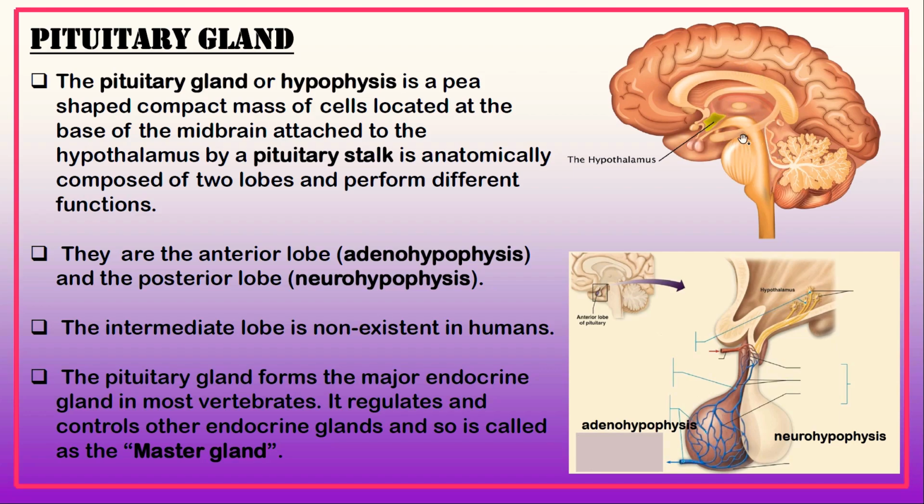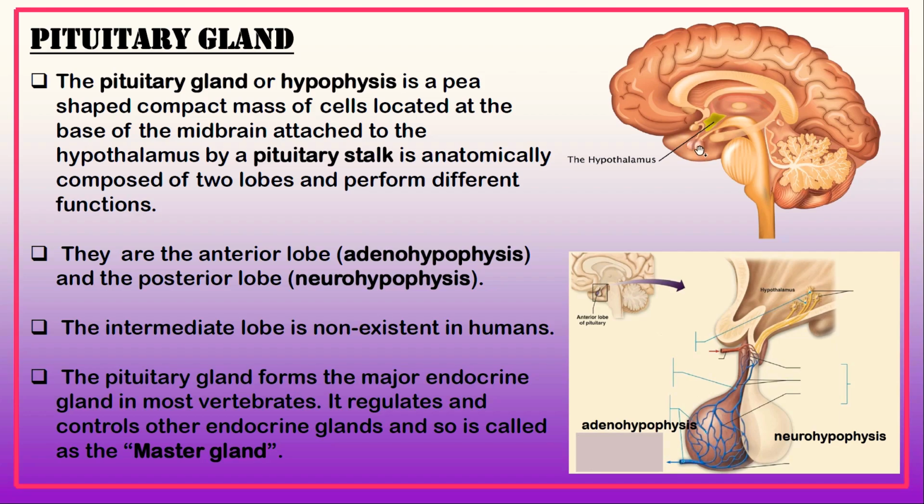So at the base of the midbrain is present a stalk which is called the hypothalamus, and from the hypothalamus is present the pituitary gland. It is anatomically composed of two lobes to perform different functions. The two lobes are called the anterior lobe and the posterior lobe. The anterior lobe is called adenohypophysis and the posterior lobe is called neurohypophysis.